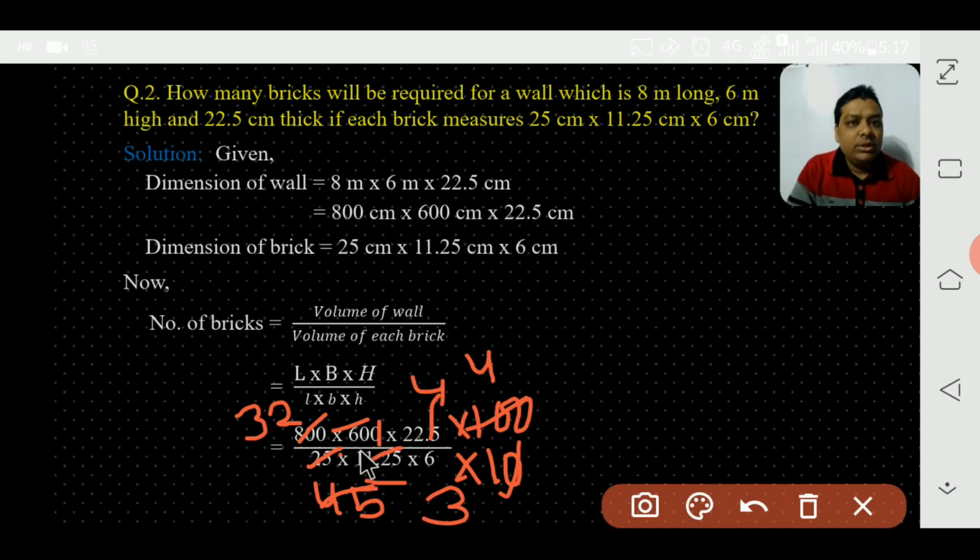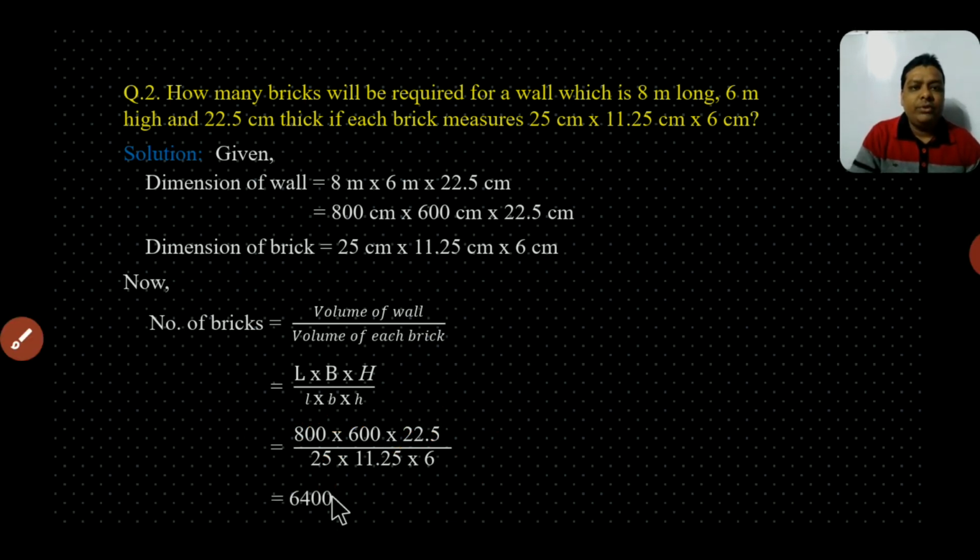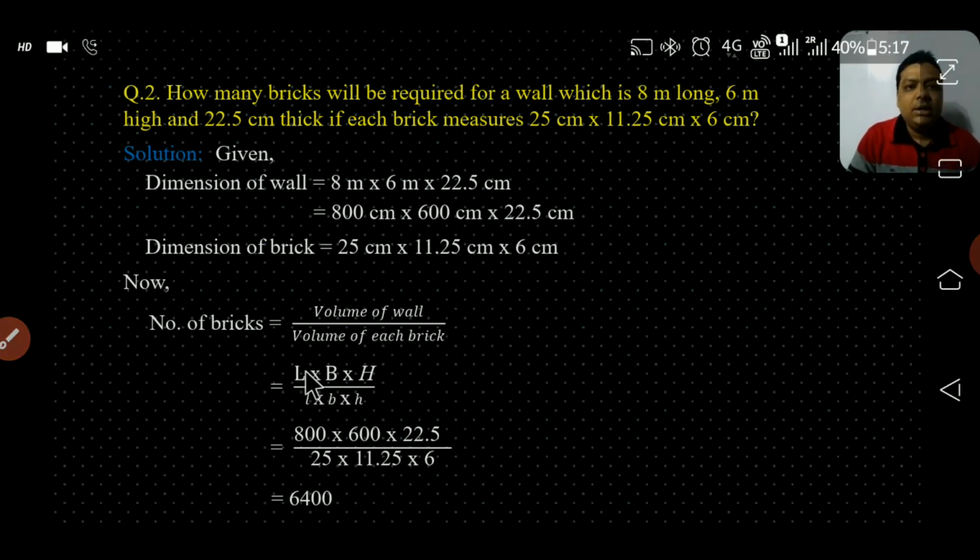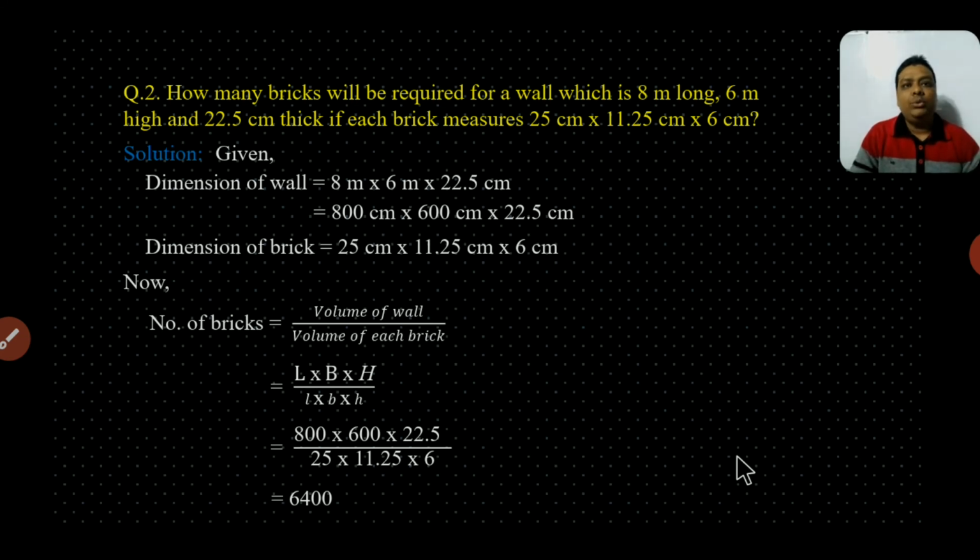And here 60 also it is given. Not 60, it is 225. So if you divide 225, then what will it be? 3 times 7 is 21 and 3 times 5 is 15. It means it will be 32, then 75 and 4. Okay. So 32, 75 and 4, if you multiply, then you will get 6400. And that is the number of bricks required to build this wall. Okay students, I hope that you all have understood. Now let's move to the next question.